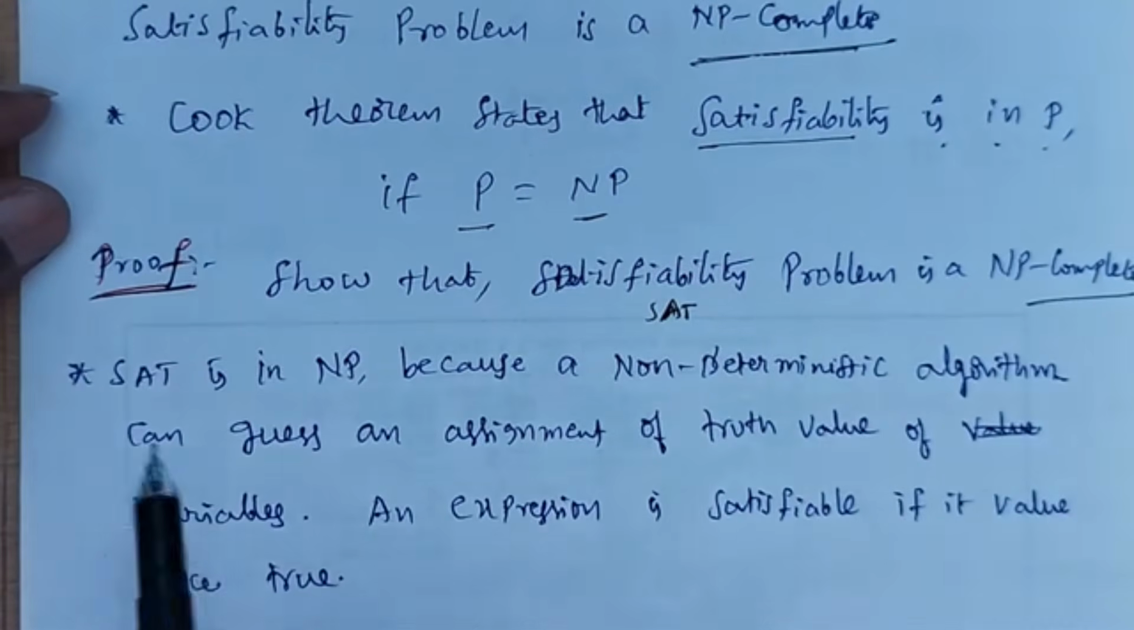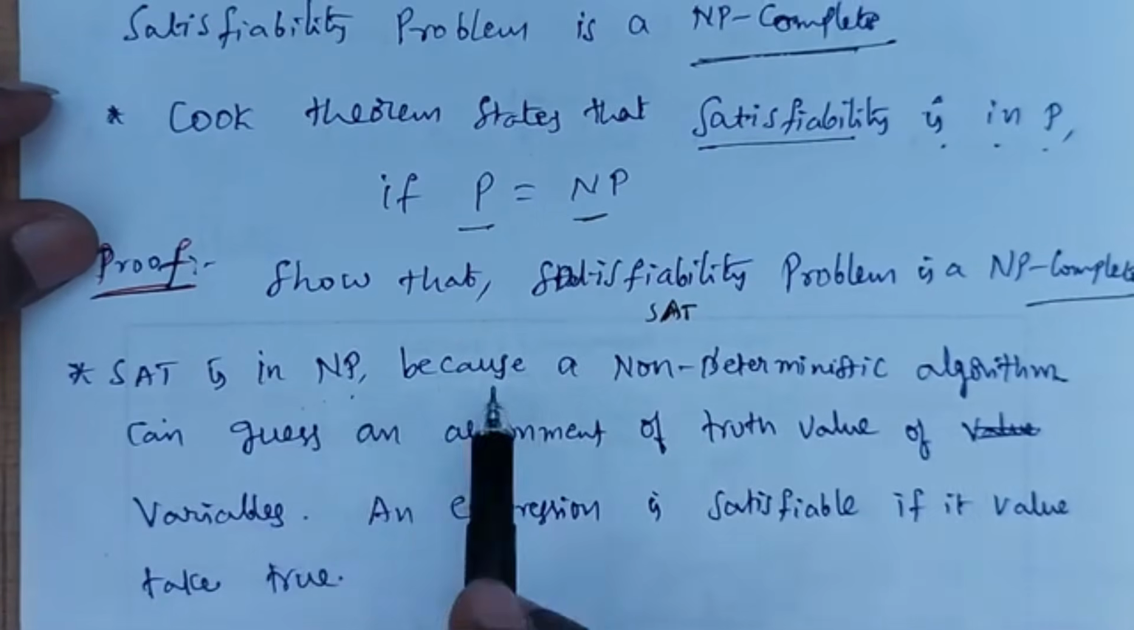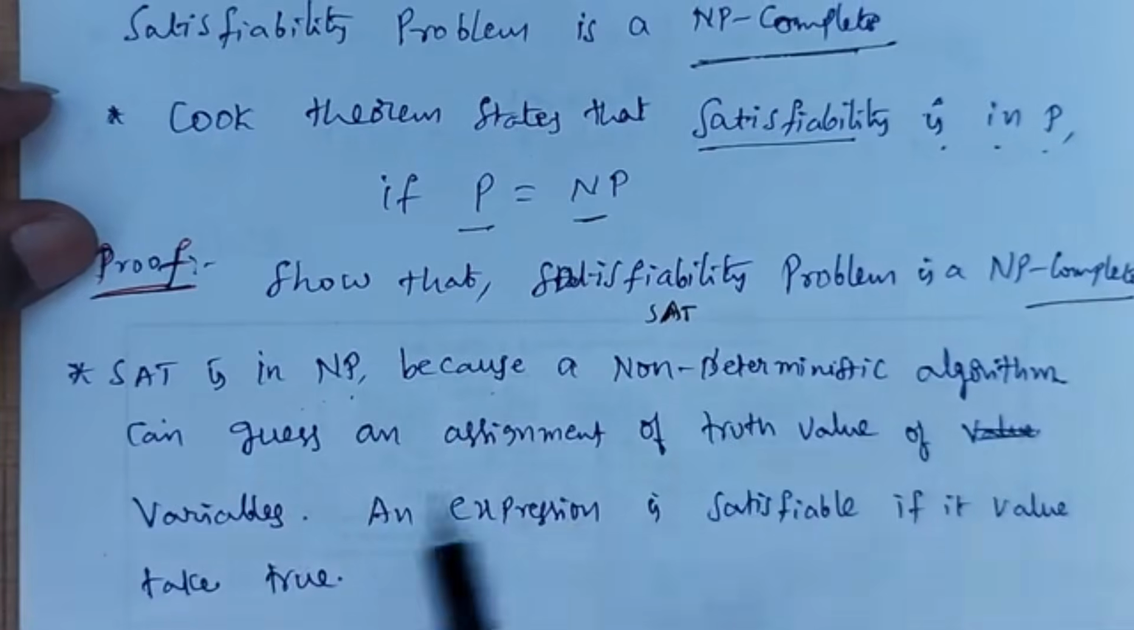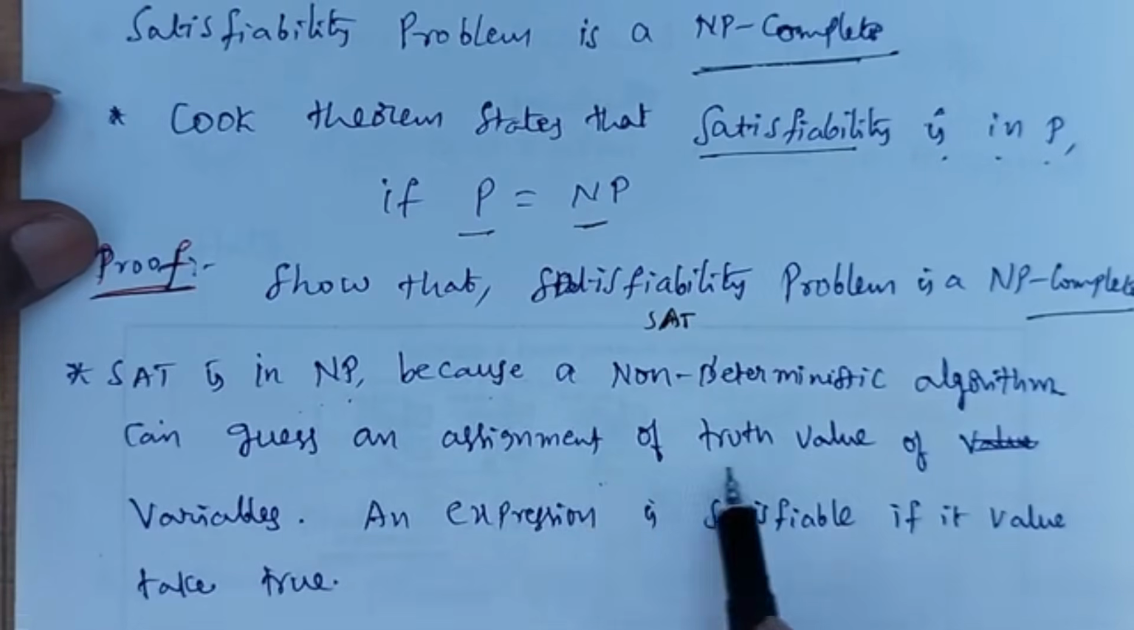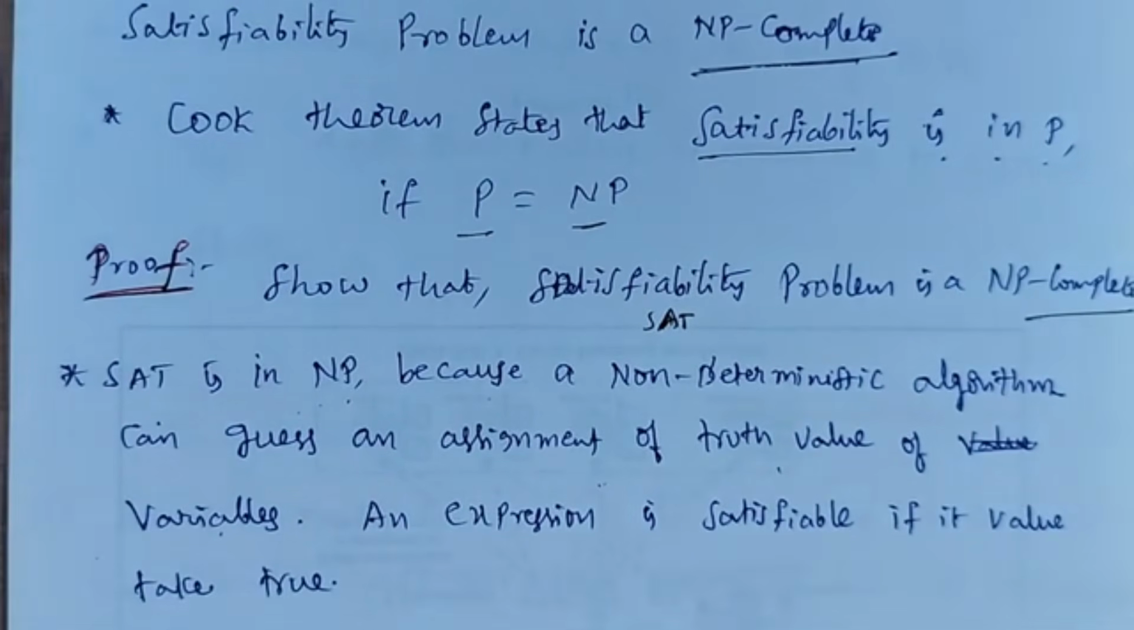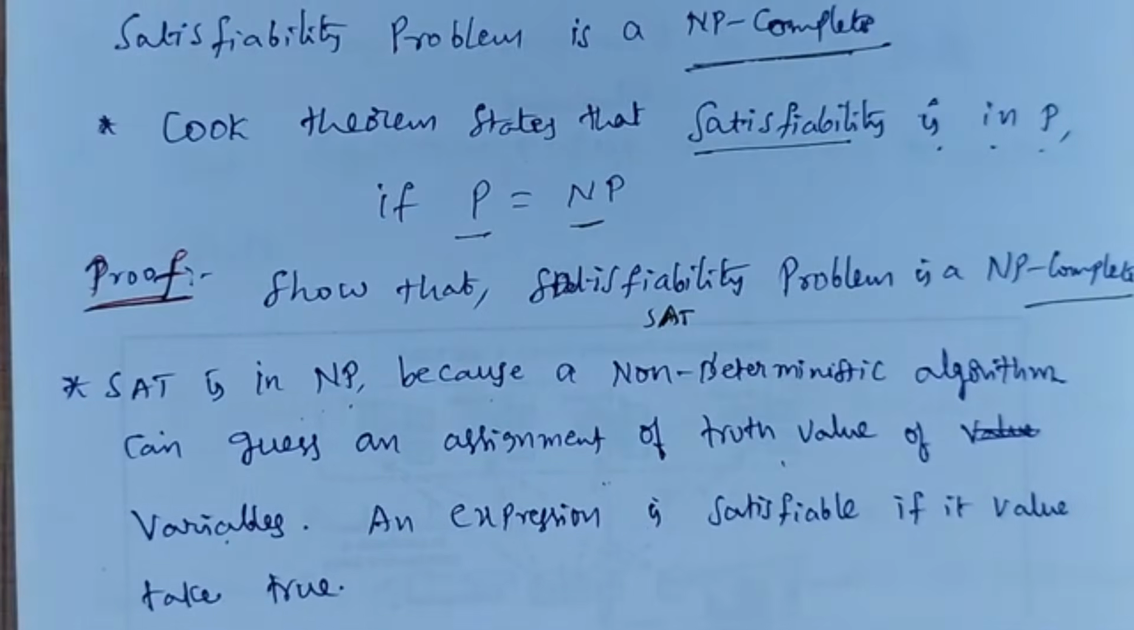How are we proving it? SAT is in NP because a non-deterministic algorithm can guess an assignment of truth values to the variables. An expression is satisfiable if it takes the value true. Very simple. This topic is a theory topic; these are the theory points. We have to write these points in the exam also.